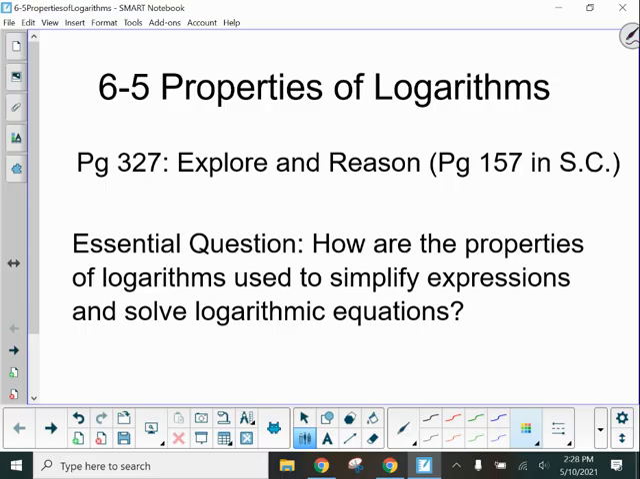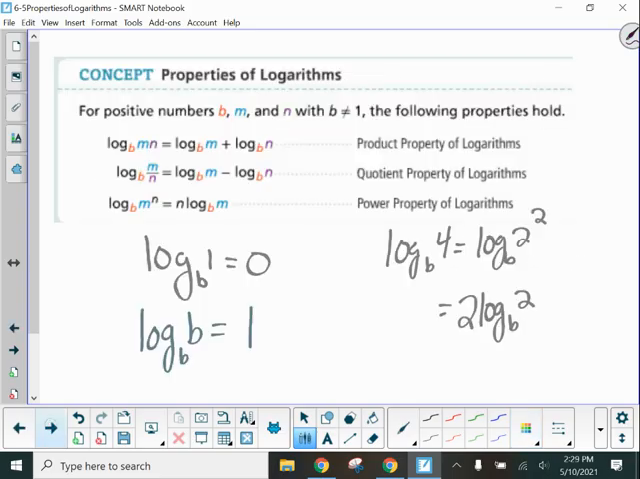For 6-5, Properties of Logarithms. You have this Explore and Reason activity listed here. You may or may not be completing this based on further instructions for the class. So we have our essential question: how are the properties of logarithms used to simplify expressions and solve logarithmic equations?